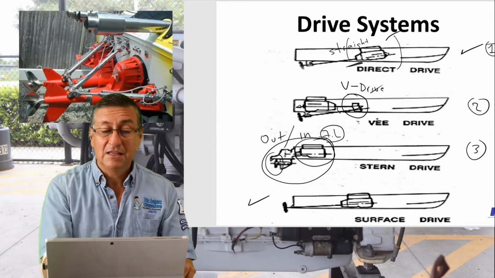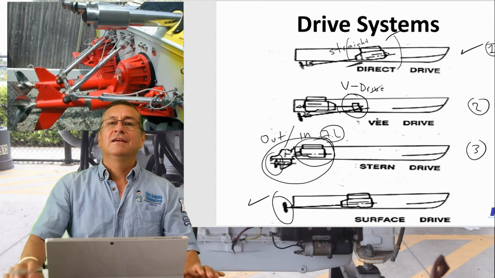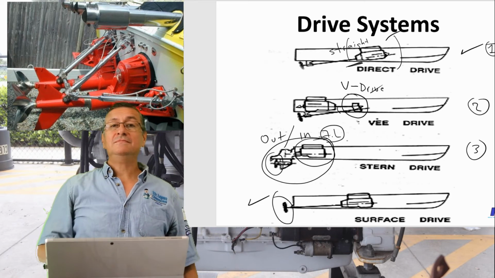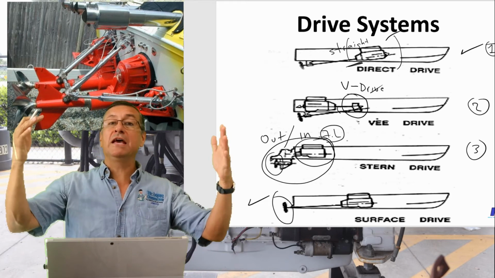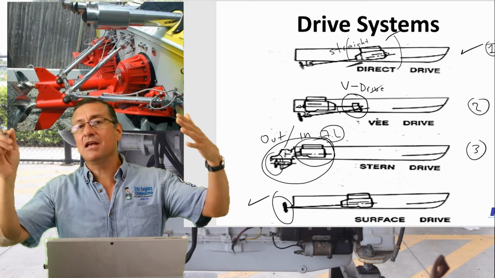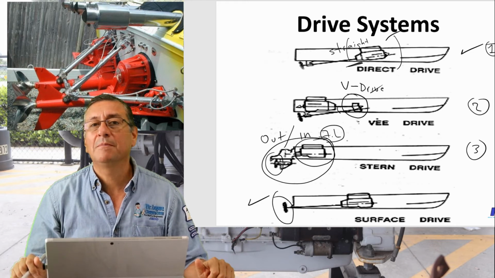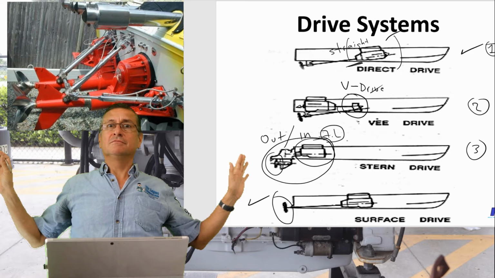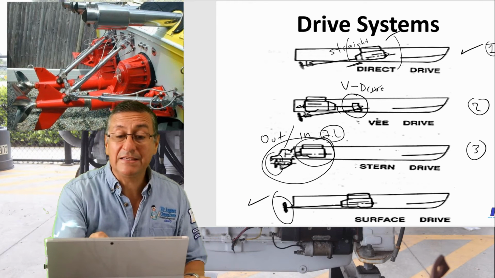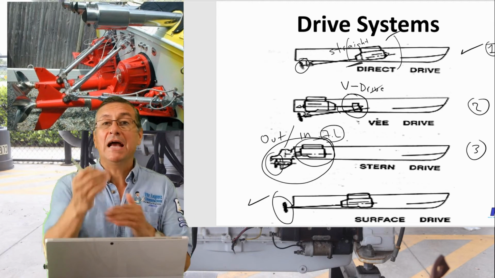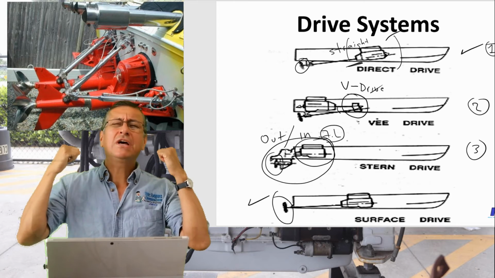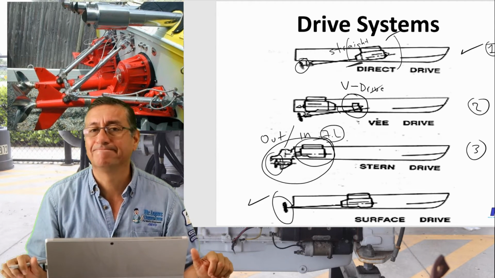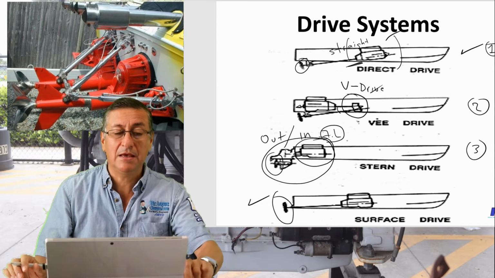The surface drive, the propeller is outside, and you don't have limits in diameter of propeller. You don't have limits in number of blades. You don't have limits in RPMs, because the propeller is outside and you don't destroy the hull. When the propeller is here, behind the hull, you introduce a lot of vibration, and it's possible to destroy the hull. Yeah, this is the main difference.